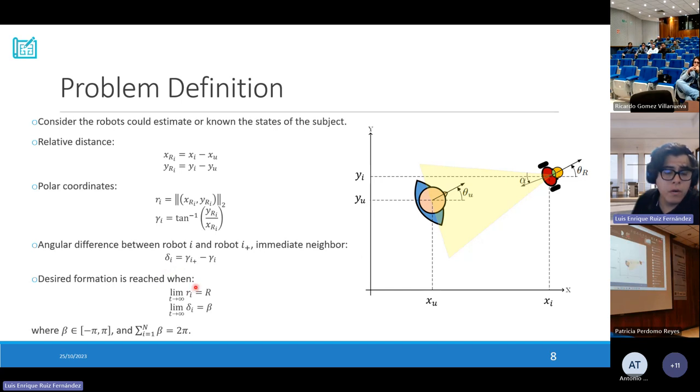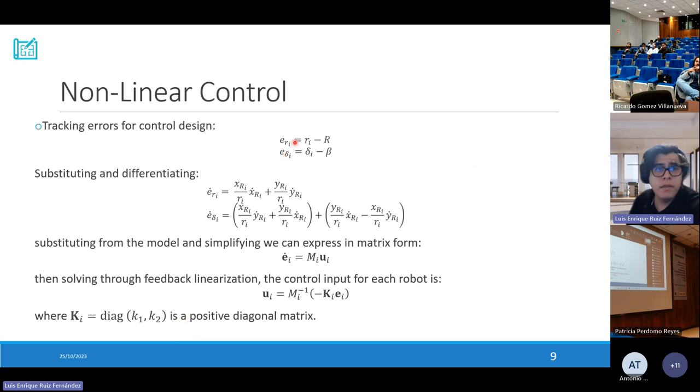Our objective, or problem statement, is to make r i converge to R uppercase and delta converge to beta. Beta is defined by the number of agents or robots, since we decide on a circular formation around the subject. Beta ranges from minus pi to pi, and the sum of all betas equals 2 pi. Then our proposal for the nonlinear controller is, for a tracking error, a very common feedback linearization. We propose error systems for the radius and for delta, the angular distance between the robots.